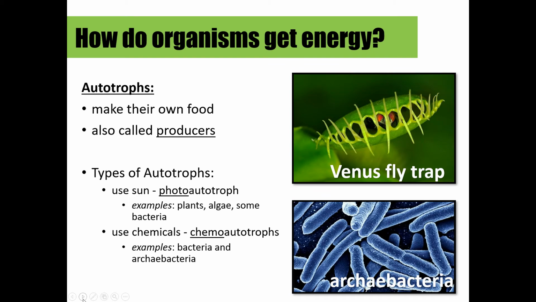All right, so how do organisms get their energy? Well, there's different answers to that question. You can have some organisms that actually make their own food. We call these organisms autotrophs. They're also known as producers. And these producers form the basis of the energy that exists in an ecosystem. And we're going to look at that when we start talking about energy flow.